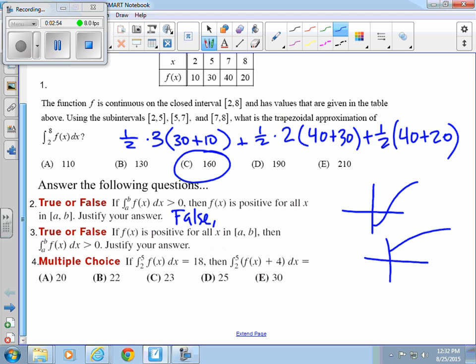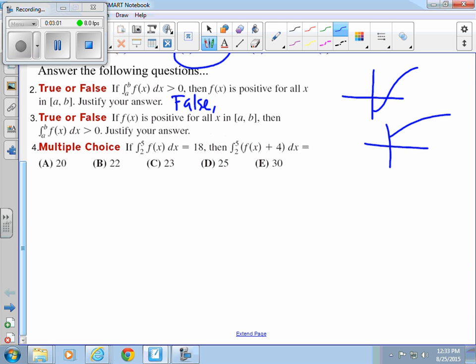If the integral from 2 to 5 of f of x is 18, then what is the integral from 2 to 5 of f of x plus 4? What can I do to that integral? Okay, the left is easy. The right, I've got to think a little. Equals 4. Doesn't equal 4. What is it? Okay, so all I did so far was break it up.